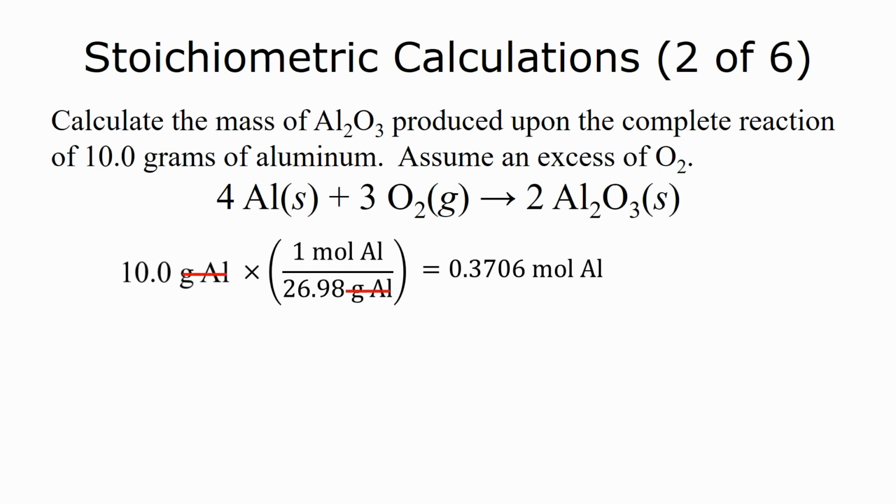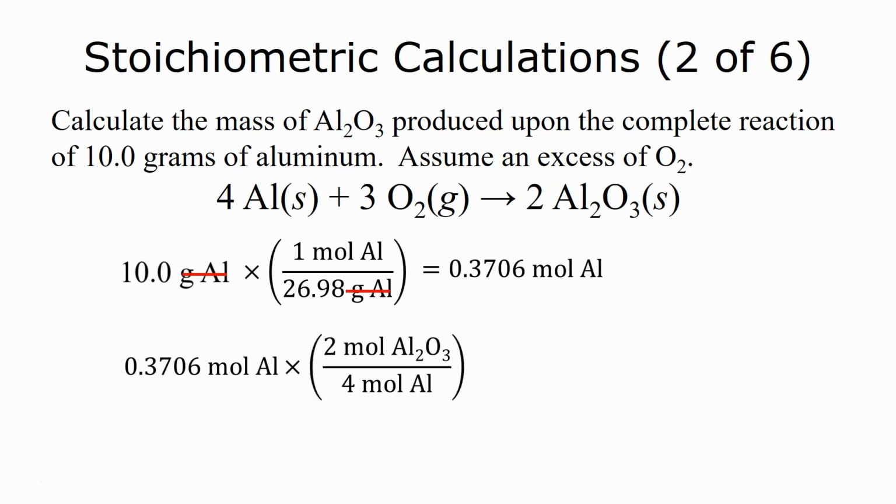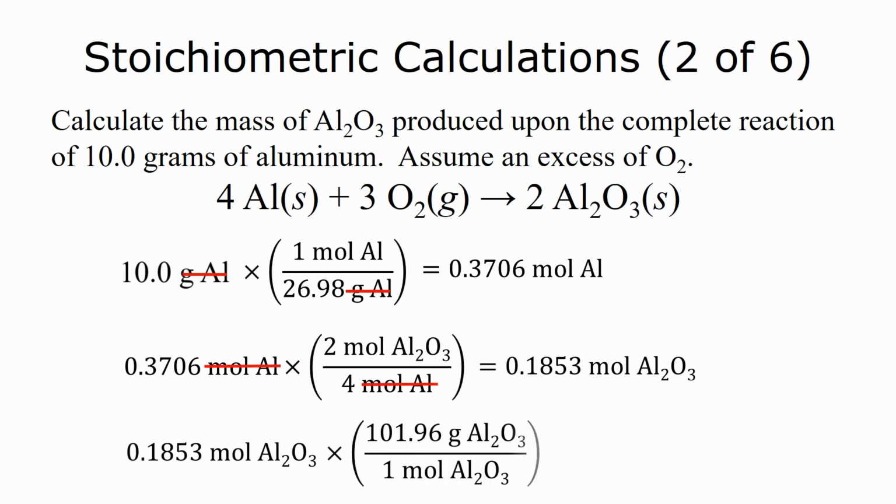Dimensional analysis tells us that we have the right quantity. We're going to take our moles of aluminum and use the stoichiometric ratio of 2 aluminum oxide for every 4 aluminum to calculate the moles of aluminum oxide, and then take the moles of aluminum oxide and convert it to the mass of aluminum oxide using the molar mass of aluminum oxide. Always check your dimensional analysis.